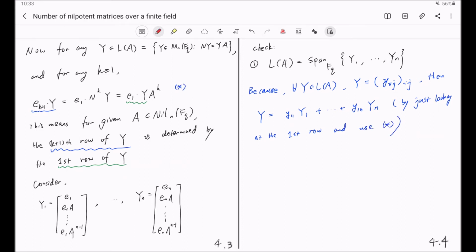But this only proves this containment, that alpha A is contained in the span of those guys. We still need to prove that y1 through yn are in alpha A, so that the span is also contained in alpha A. To this end, we only need to check this new commutativity. So for y sub I in this set, we will multiply it on the left by N.